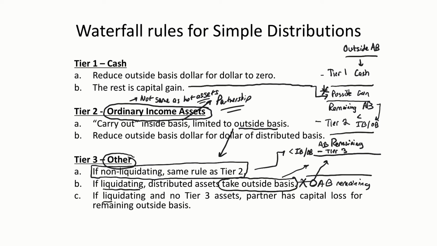If it's liquidating and we don't have any Tier 3 assets and we have an amount here, this is where you're going to have a possible capital loss. Again, if it's a liquidating distribution and there's no Tier 3 assets and you still have an amount left, it'll be a capital loss. Long-term capital loss, depending on how long you held your ownership. Short-term capital loss, right? If it's been held for a year or less. And that's it. That's the basic overview of partnership taxation.